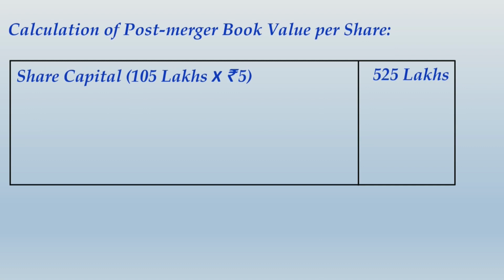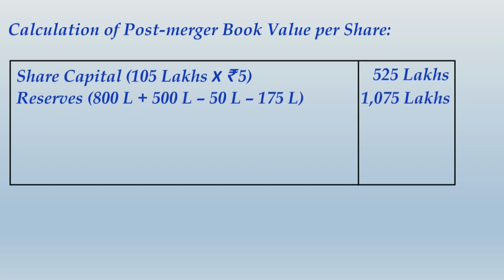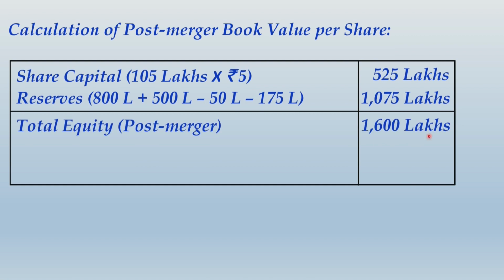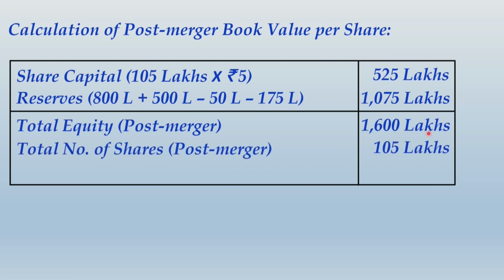So that bonus issue is nothing but the capitalization of reserves, right? Capitalization of profit. So whatever you have added to share capital, that is 175 lakhs, should be further reduced from the reserves. So 800 lakh plus 500 lakh minus 50 lakh, which came to 1250 lakhs we have analyzed earlier. This 175 lakhs has been removed from reserves and added to share capital in such a way that overall net worth still remains 1600 lakhs, but the number of shares now is 105 lakh shares.